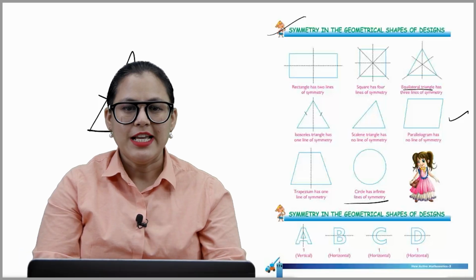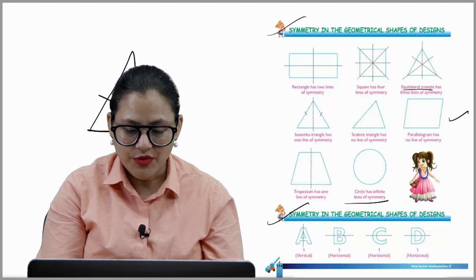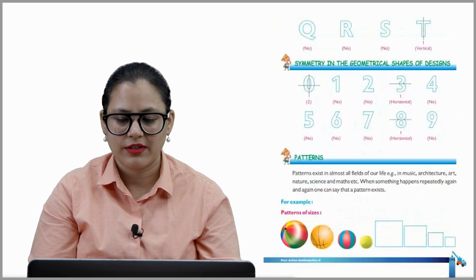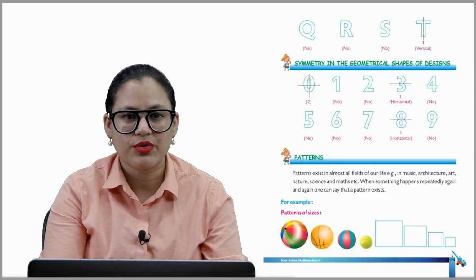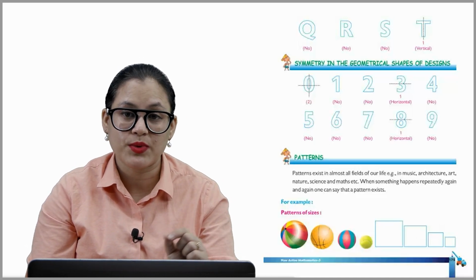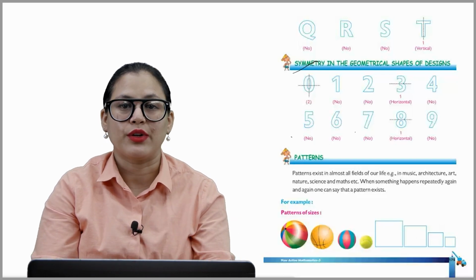Okay, symmetry in the geometrical shape of designs. Now check this out. Vertical, horizontal, horizontal and horizontal. No line of symmetry, no, and this is a vertical line of symmetry. Symmetry in the geometrical shapes of designs. Okay, 2, no, here no, again horizontal line of symmetry, no line of symmetry, no line of symmetry, 6, 7, no line of symmetry, and in 9 also no line of symmetry, and in 8 there is a horizontal line of symmetry.